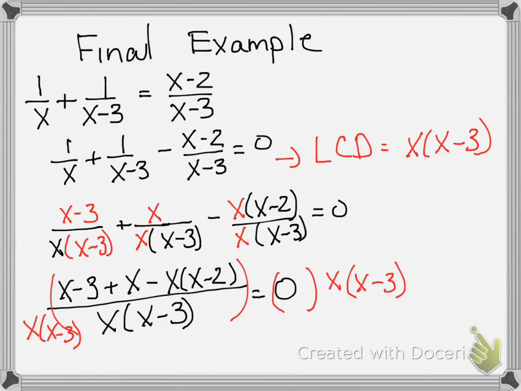Well, we'll just go with this. Okay, so we've got, ignore the red writing for a second here, this x minus 3 plus x minus x times x minus 2 all over our common denominator. What we want to do is get that x times x minus 3 out of the denominator. So we're going to just multiply both sides times x minus 3.